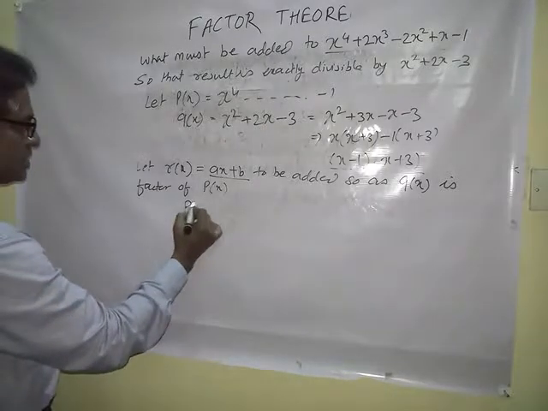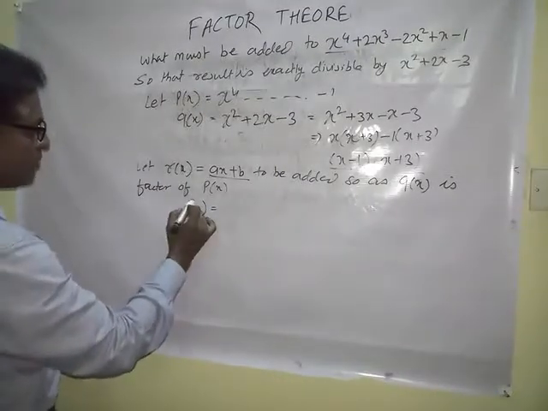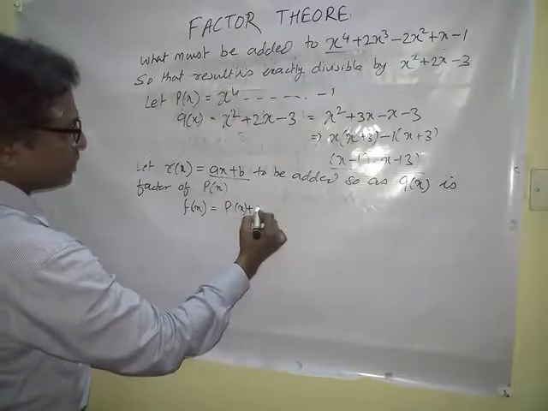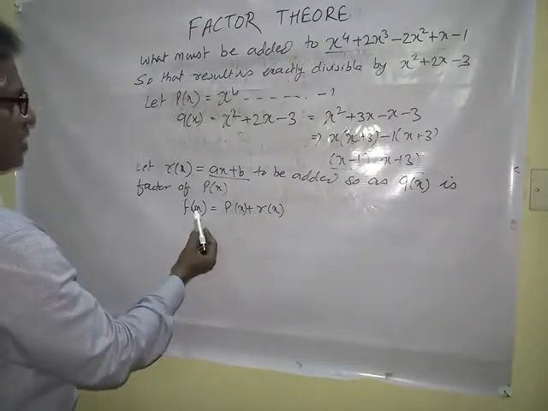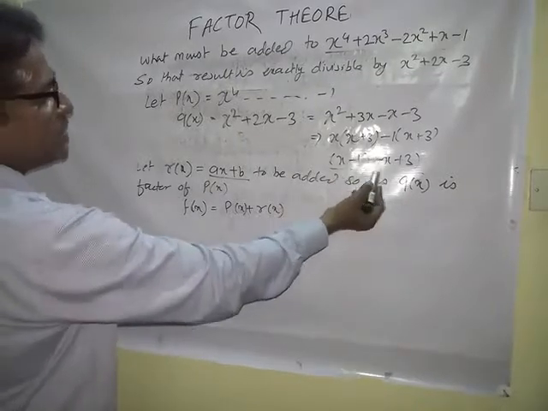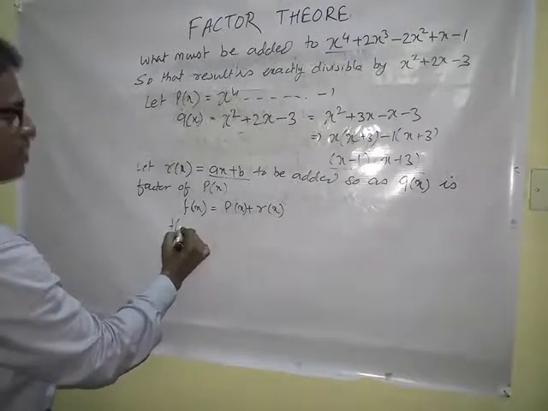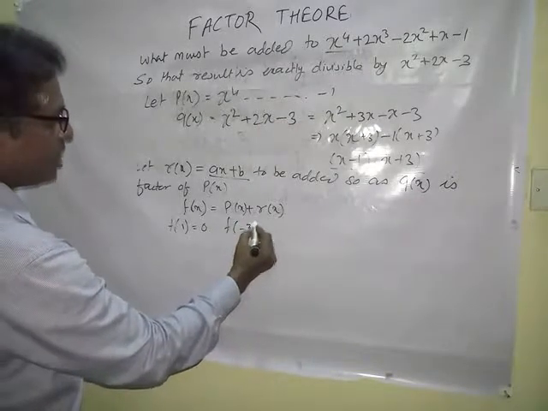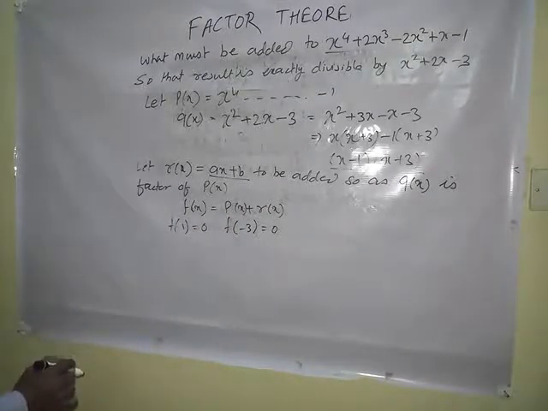So let px plus rx be, let us say, fx after adding rx. After adding this value, fx is divisible by x minus 1 and x plus 3. So that will be equal to 0. So f1 equal to 0 and f minus 3 will be equal to 0. So with these equations, let us find it out.